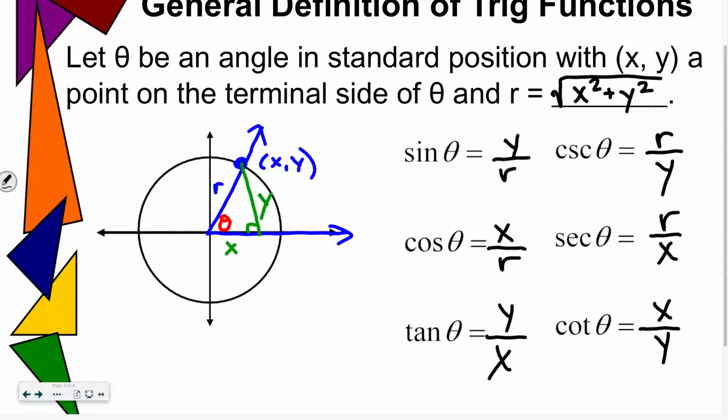Yeah, so R is H, Y is O, and X is A. No matter which quadrant you draw your triangle, x is always going to be adjacent to that angle right here around the origin. Just think about that. They always go back to the x-axis, so that always becomes the adjacent side. Okay? Okay, so here's another example.